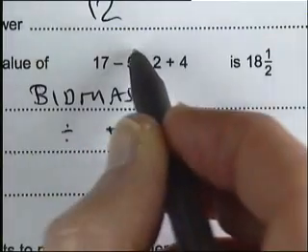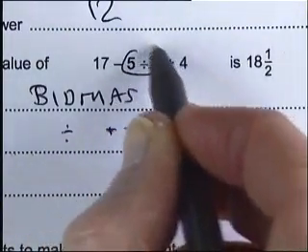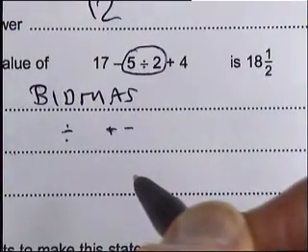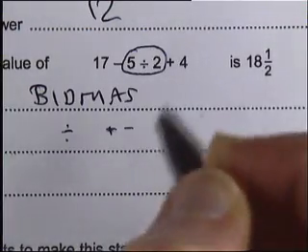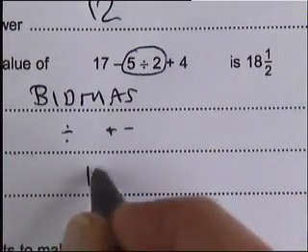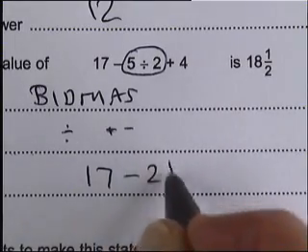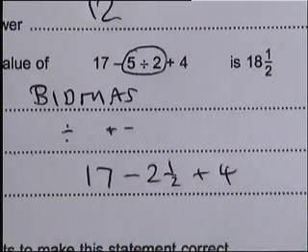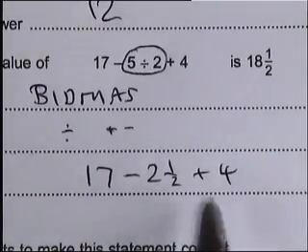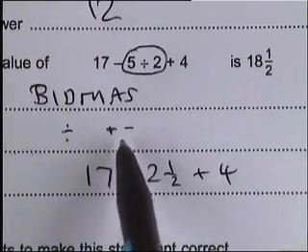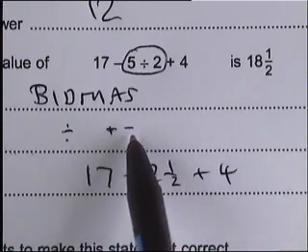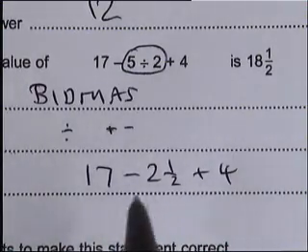Well, if I do the dividing first, that is this bit here. 5 divided by 2, half of 5 is 2.5. So that sum becomes 17 take away 2.5 plus 4. So now I can do my adding and taking, and I can actually do those together. I know they're in that order, but you can just go through and do those together.